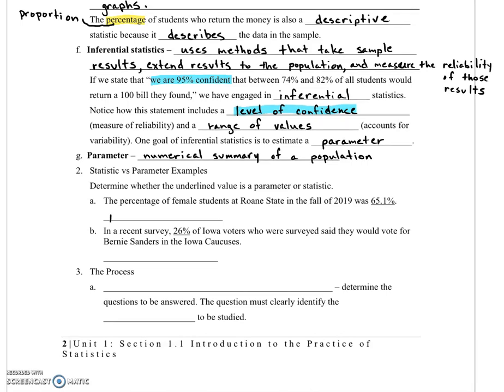Okay, hopefully you guys think that that is a parameter. I know sometimes it can be hard to tell, but we're treating Roane State as a population because we can measure every single person at Roane State. We have a whole department that does that.